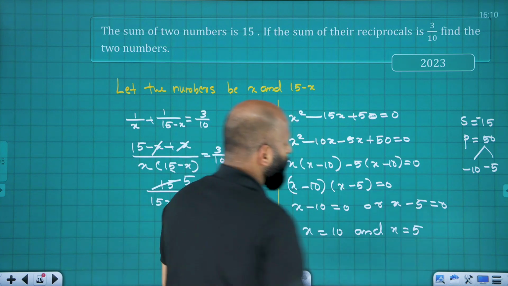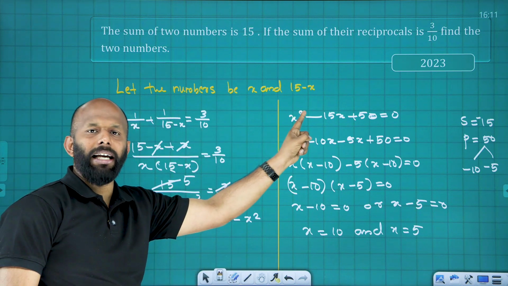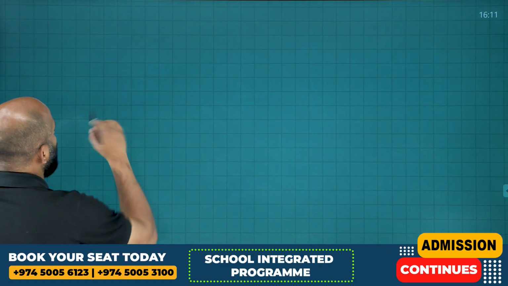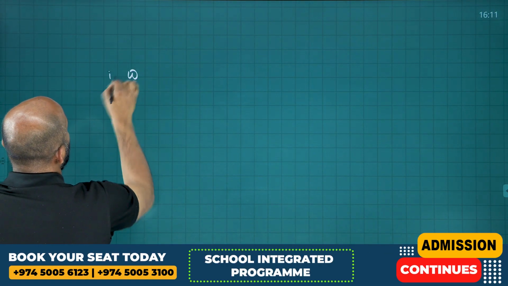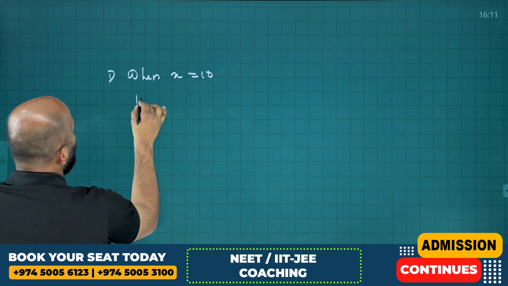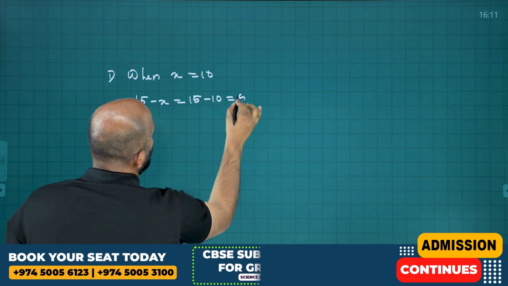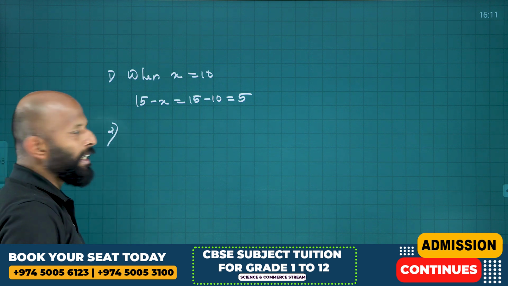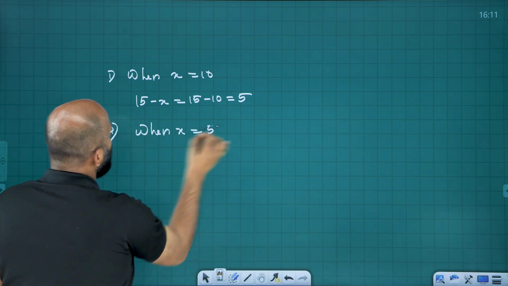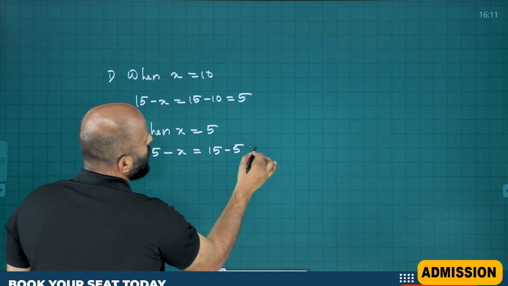We can check separately. When x is 10, what will be the other number? 15 minus x, that is 15 minus 10, that is equal to 5. So here the first case is when x is equal to 10, 15 minus x is 15 minus 10, that is equal to 5. Second case, when x is equal to 5, 15 minus x is equal to 15 minus 5, that is equal to 10.